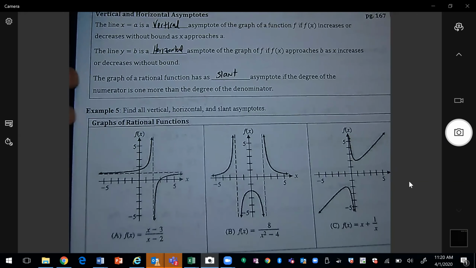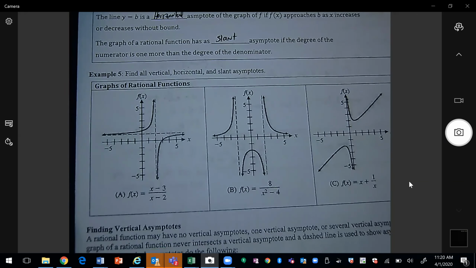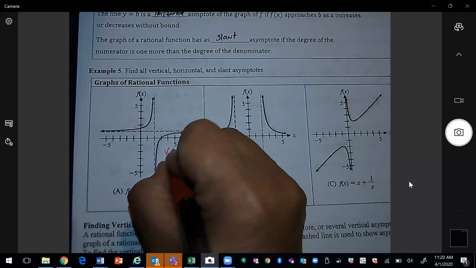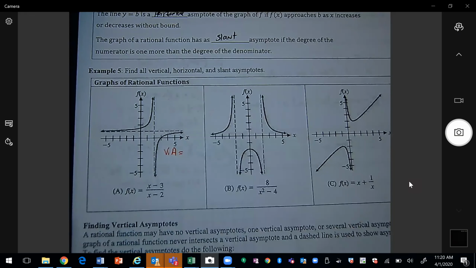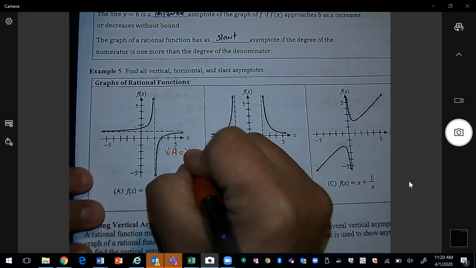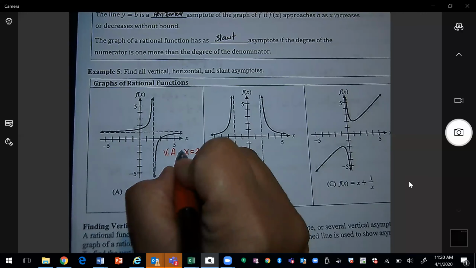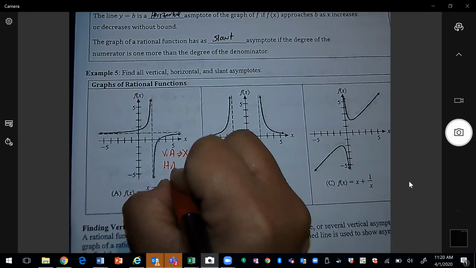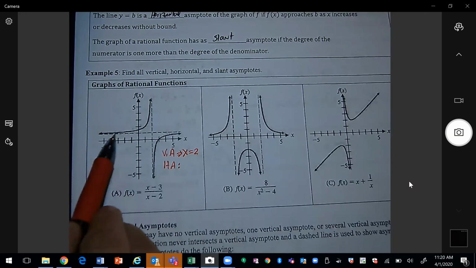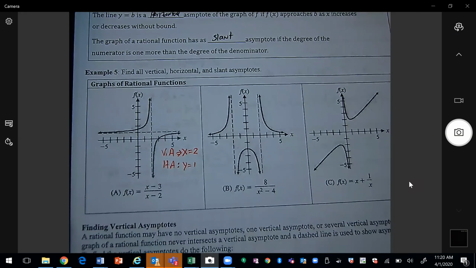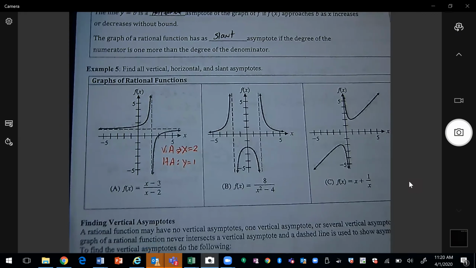So for example 5, it says find all the vertical and horizontal asymptotes. And you can see them with these dotted lines. So let's do the vertical ones first. Here I have a vertical line, and that is passing at x equals 2. So that would be my vertical asymptote. The horizontal asymptote is this dotted line here, which passes at y equals 1. And so those are the asymptotes for that graph.